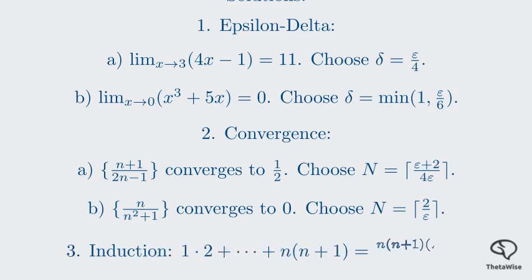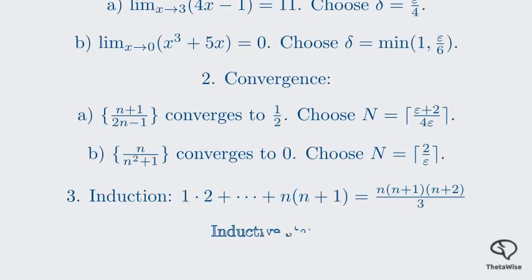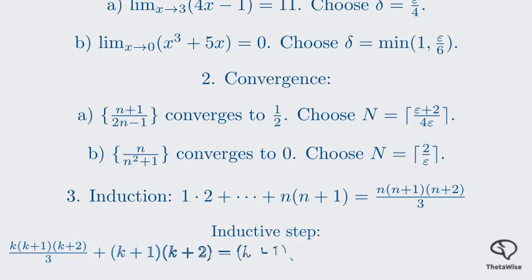And for the induction proof, after your base case and hypothesis, the inductive step involves substituting n times (n plus 1) times (n plus 2) over 3 into the left side of the P of n plus 1 equation and simplifying to get the right side. How did you do?